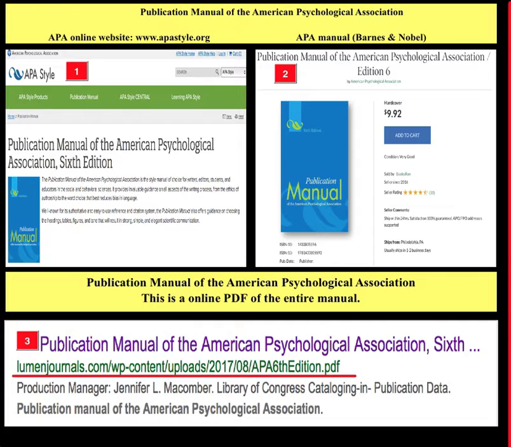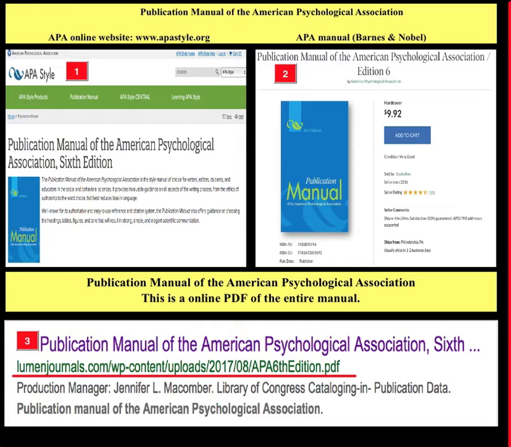So, number 1, the red box with the number 1, which is in the top left of the screen, is a graphic of the actual website of the Publication Manual of the American Psychological Association, and you can see right above the red box, it has the APA online website URL, which is www.apastyle.org. So that's a resource you can look at. The number 2, which is in the top right part of the screen, is a graphic of the Barnes & Noble website. And as you can see, Barnes & Noble was selling the publication manual for $9.92. This was as of September. So I'm assuming that it still is.